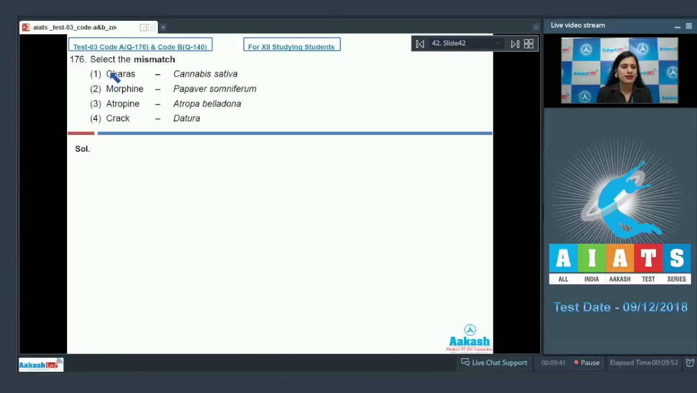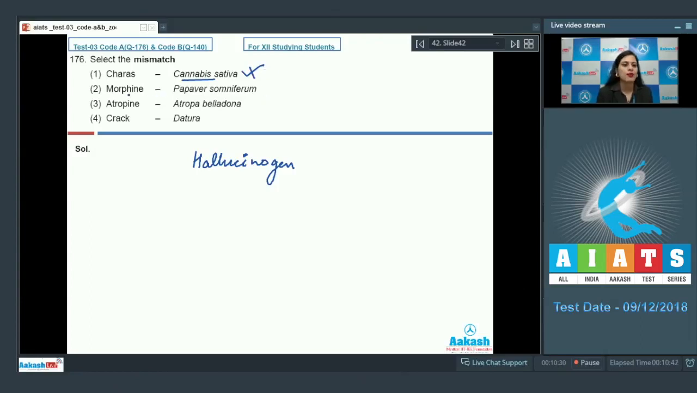Question number 176. Select the mismatch. The very first option given is charas and the match given is cannabis sativa. And this is a correct match because charas, which is a hallucinogen, is obtained from this plant known as cannabis sativa. So this is a correct match and cannot be a correct answer to our question.